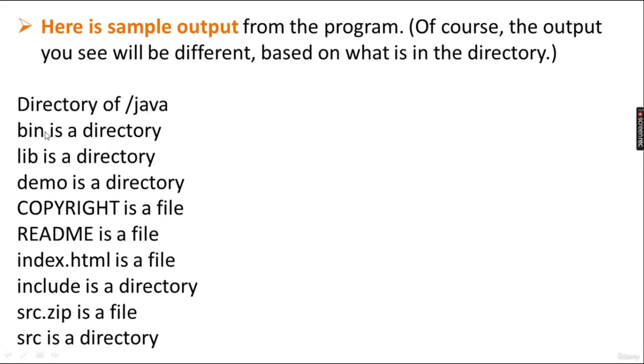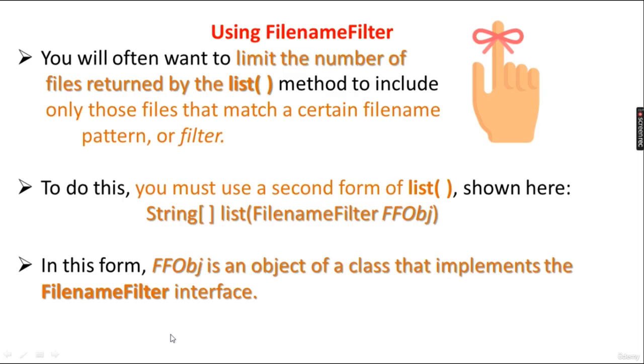Directory of /java. bin is a directory, lib is a directory, demo is a directory, copyright is a file, readme is a file, index.html is a file, include is a directory, source.zip is a file, source is a directory. That was a very simple thing. No need to worry about it.